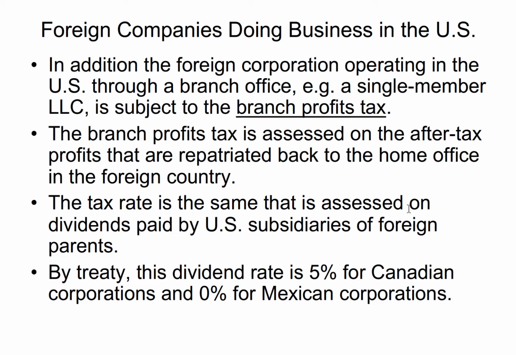So even though the business is going on in the U.S., the earnings flow back to the home branch or the home office, which is in the foreign country. The tax rate is the same as that assessed on dividends paid by U.S. subsidiaries of foreign parents. Now, treaties have different rates, and I'll give you an example. Canada and Mexico have very favorable rules with respect to the U.S. Canada has a 5% dividend rate, which is a lot less than the normal rates, and Mexico has 0.